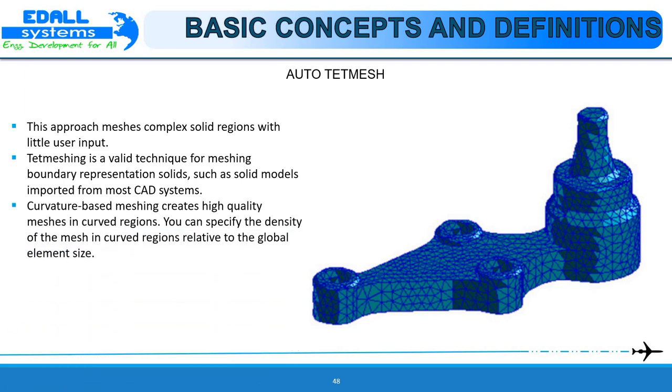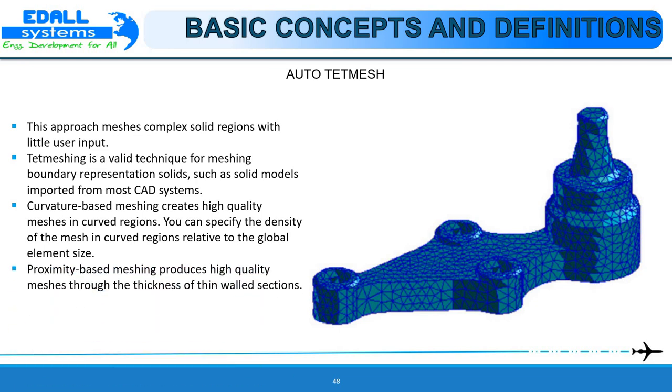Curvature-based meshing creates high-quality meshes in curvature regions. You can specify the density of the mesh in curved regions relative to the global element size. Proximity-based meshing produces high-quality meshing through the thickness of thin-walled sections.